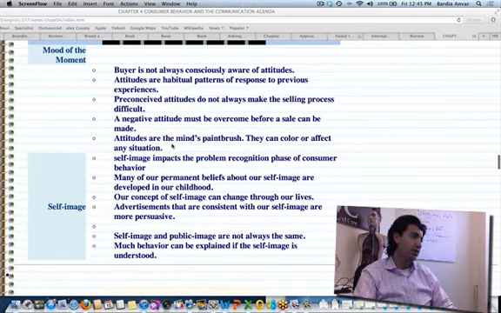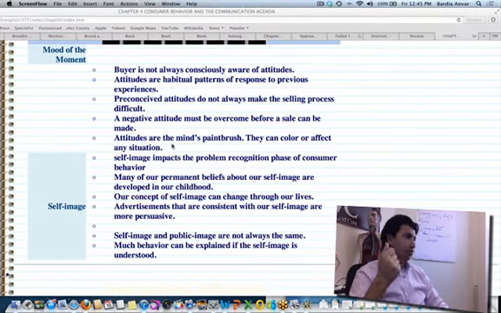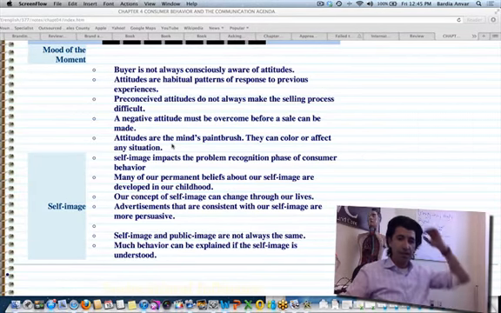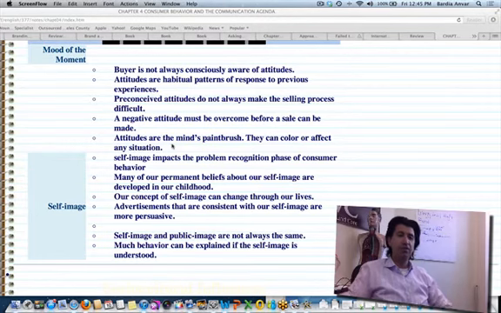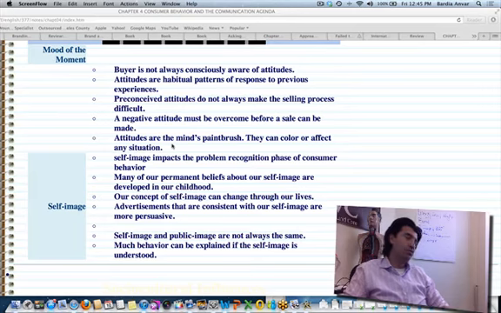The buyer most of the time is so busy when you're in a nursing home that they're really working. They're just like, boom, let me get on to my next thing so I could get home to my whatever it is. So attitudes are habitual patterns of response to previous experiences. Preconceived attitudes do not always make the selling process difficult. And if you're dealing with somebody with a negative attitude, there's no way you're going to get that person to just purchase what you're talking about.